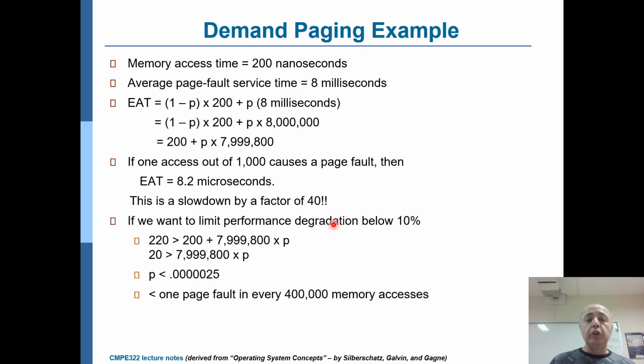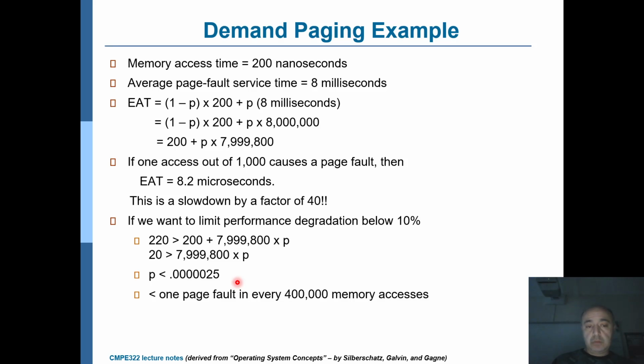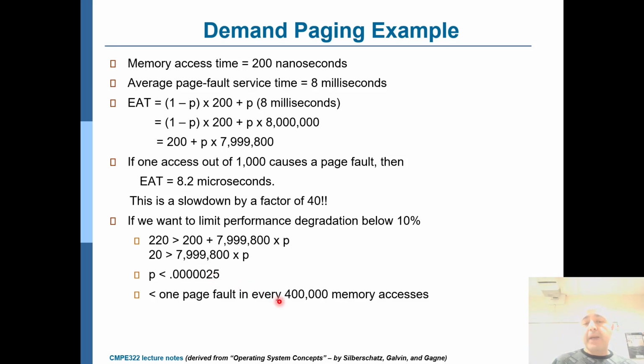It's quite slow. So if you want to limit this performance degradation due to demand paging, remember, demand paging helps us in many aspects, but it definitely causes a slowdown. If you would like to limit that performance degradation due to demand paging below 10%, the page fault rate should be less than this value, which corresponds to less than one page fault in every 400,000 memory accesses, which is quite low.